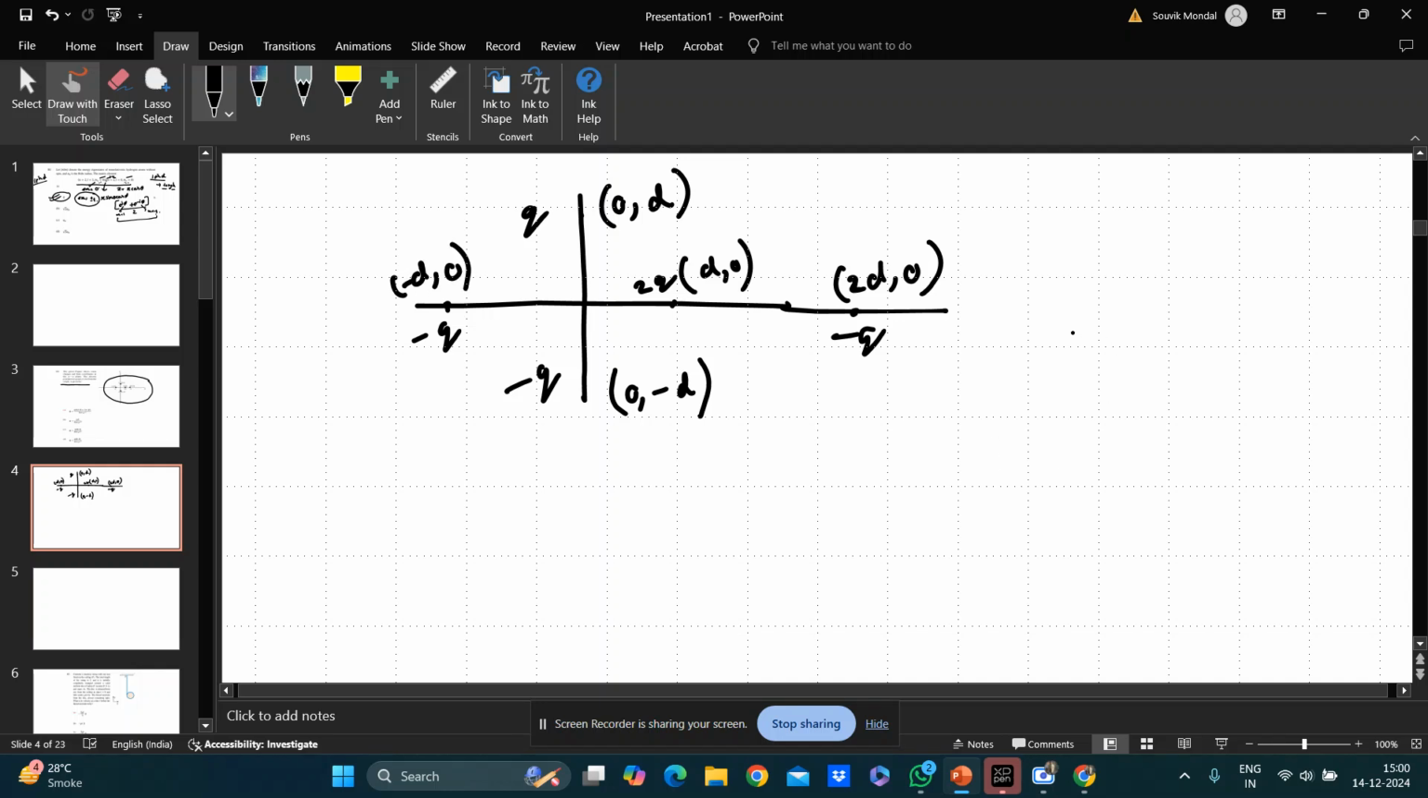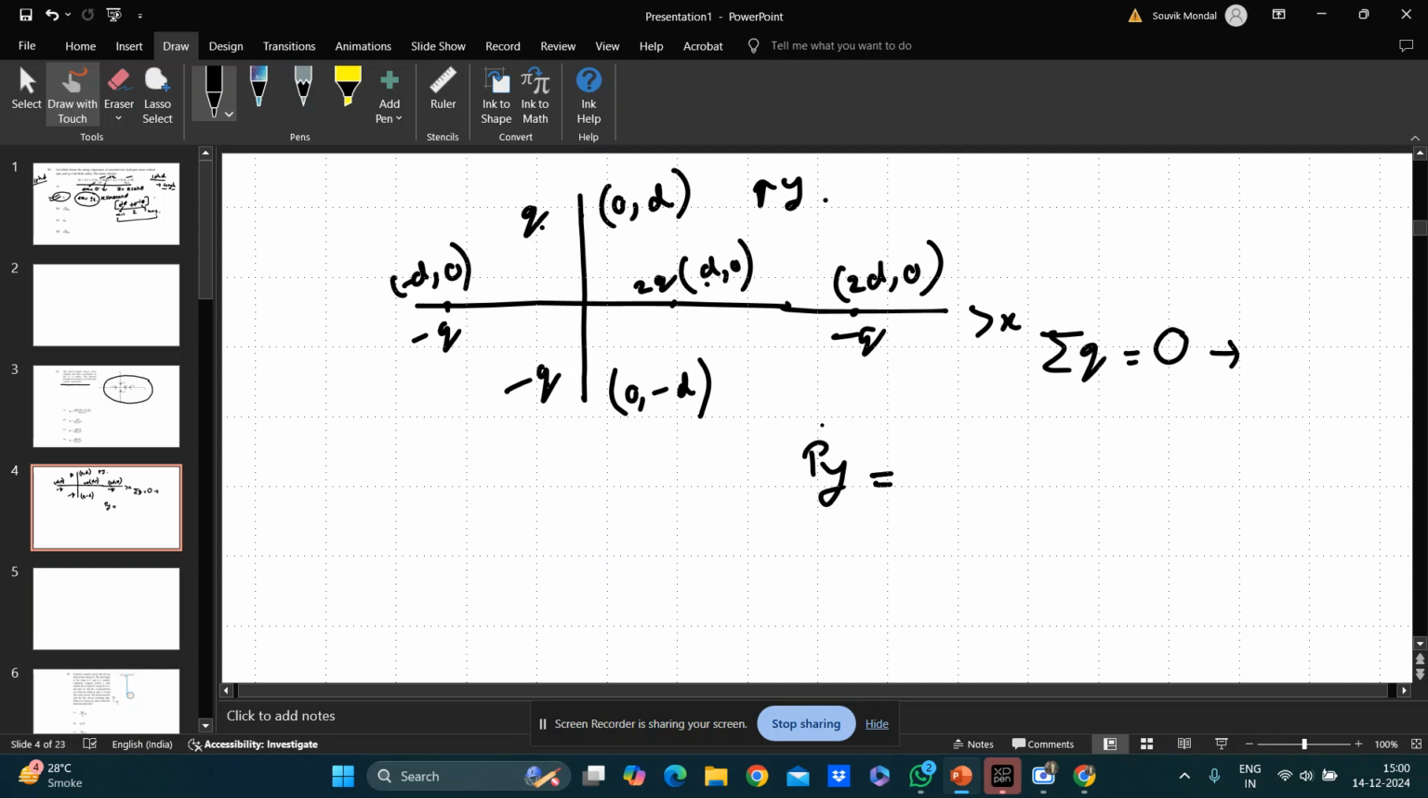Okay, so what is the sum over q? Q minus q is 0, 2q minus q minus q, so it is 0. So no monopole term exists for sure. Now what is the dipole moment of this configuration? So this is the x direction, this is the y direction. So let's first write py.